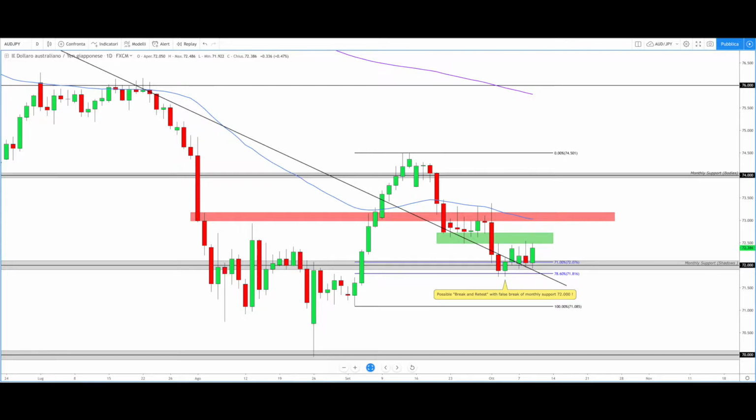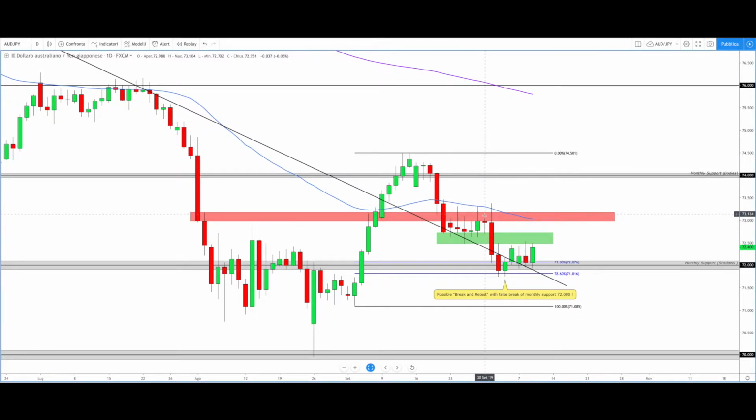Now we can start our analysis on Australian dollar, Japanese yen on the daily time frame. This setup was shared with you in the weekly PDF, because this week we will share Australian dollar, Japanese yen, Euro Australian dollar, and New Zealand dollar, Canadian dollar. So we start here with this first analysis on the daily time frame.